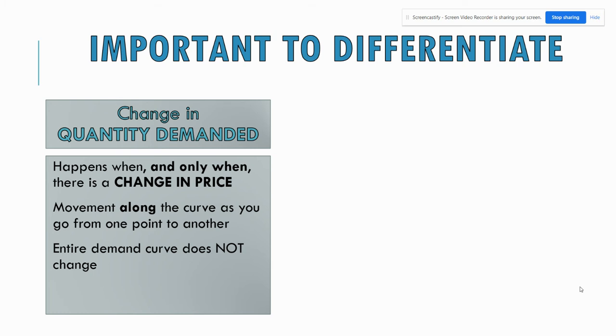Okay, understanding the difference between quantity demanded and demand tends to be the most difficult part of all of this. So when you're trying to figure out what's changing, you can ask yourself a question: did the price change? That's going to tell you what the effect actually is. If the answer is yes, then it's a change in quantity demanded. If the answer is no, it's a change in demand.